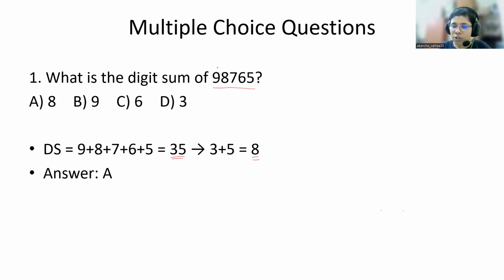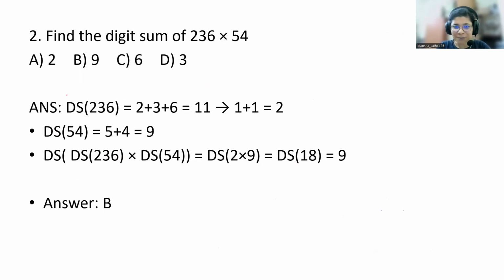So digit sum of this big number is just 8. So option A is correct. Simple? Interesting? Okay. Next problem.